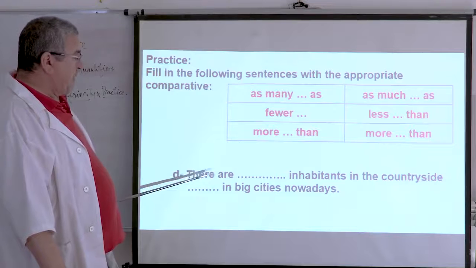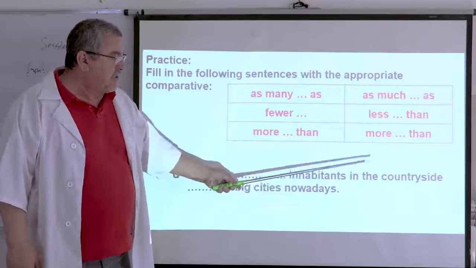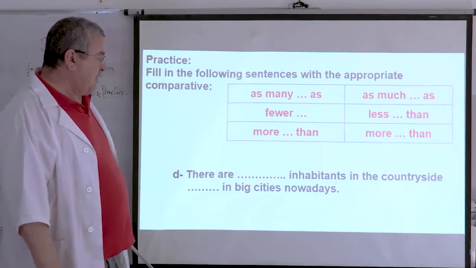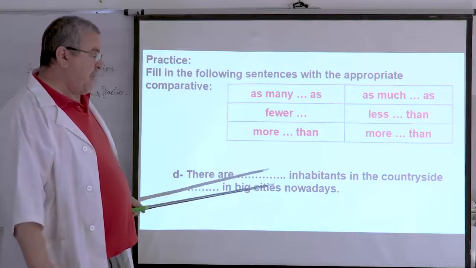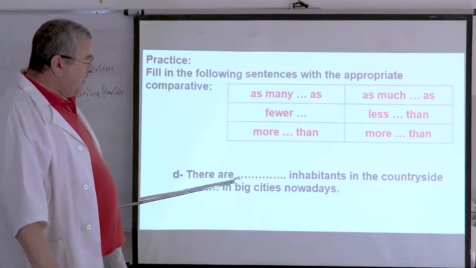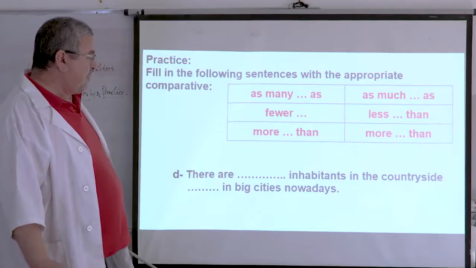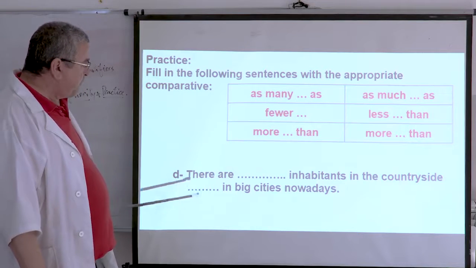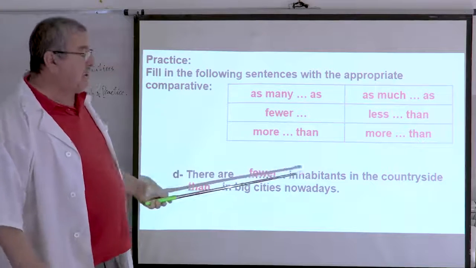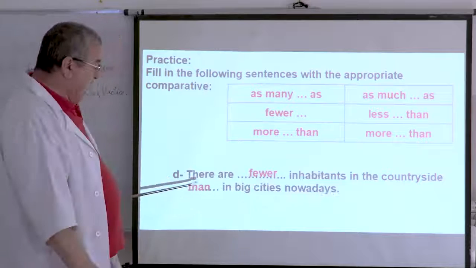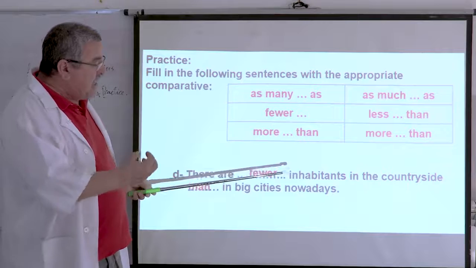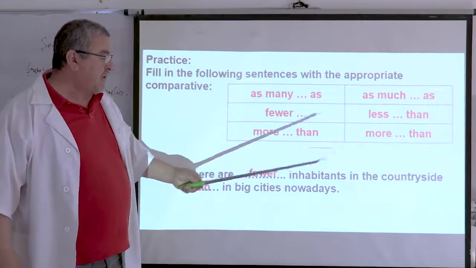Another sentence. There are inhabitants in the countryside, in big cities nowadays. We're talking about the number of inhabitants in the countryside and in big cities. What can we say about this number? There are fewer inhabitants in the countryside than in big cities. The number of inhabitants is smaller in the countryside.